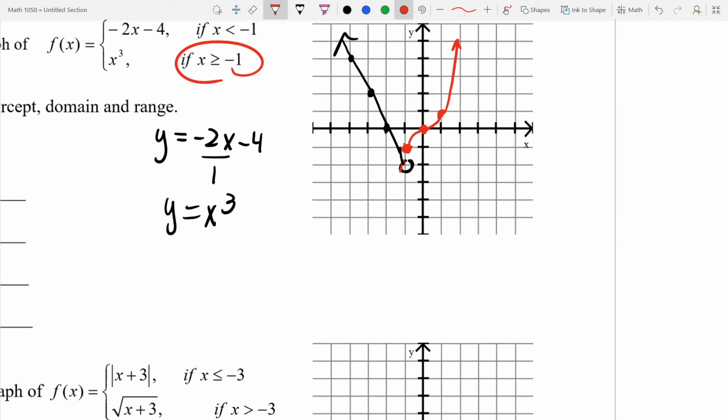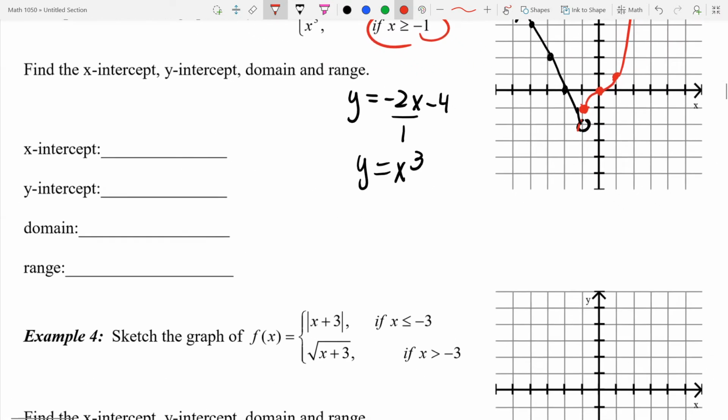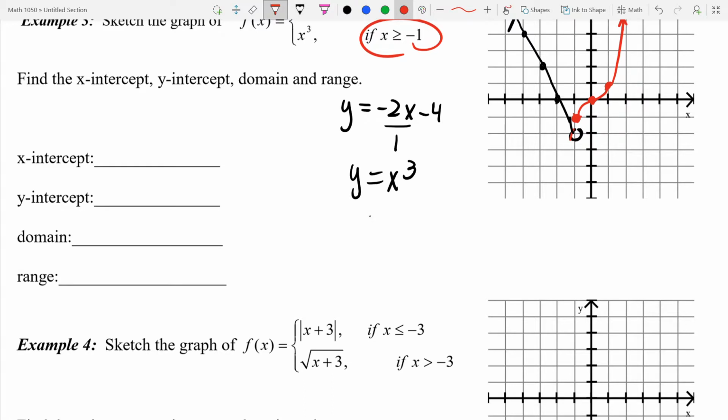Now it's good. Okay? That's not linear, so be careful. Okay, look at your graph. Find the x-intercept or intercepts. So put an S in parentheses because you might have more than one. How many x-intercepts do I have?